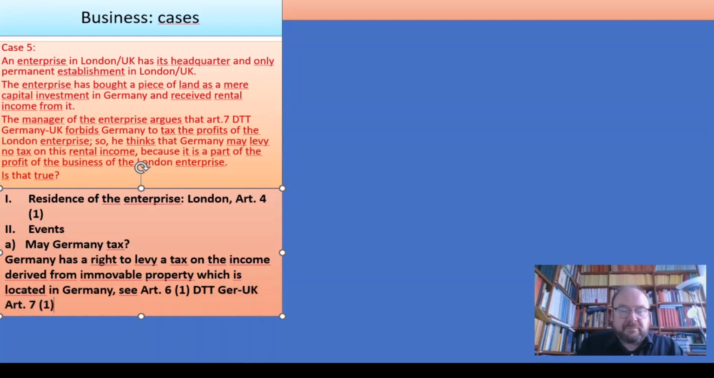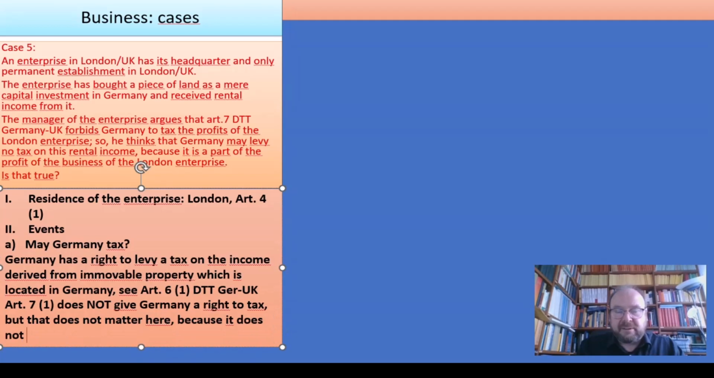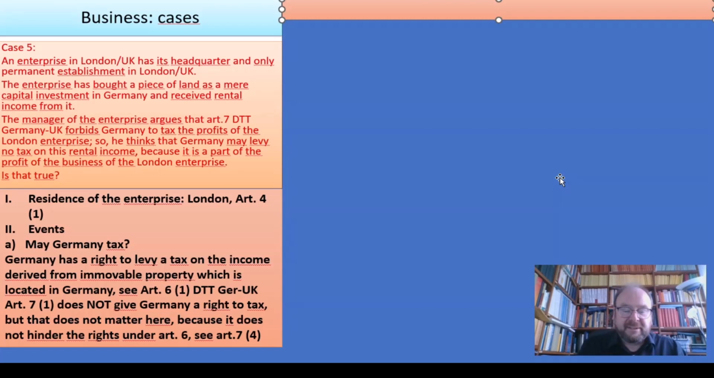Article 7.1 does not give Germany a right to tax, but that does not matter here because it does not abolish, cancel, replace, or hinder the rights under Article 6, see Article 7.4. That's a kind of a clarification. So whenever one of the articles between Article 6 and 21 gives you a right to tax, then you have a right to tax as a source state if not a special rule explicitly excludes it.